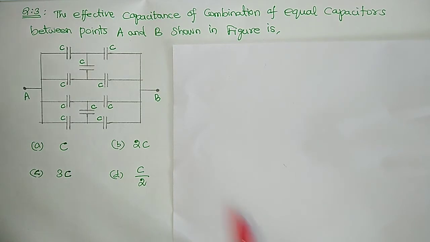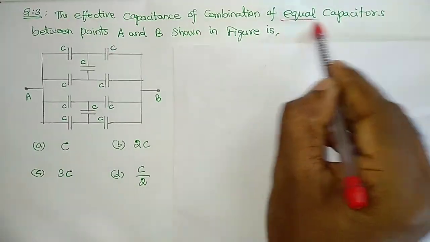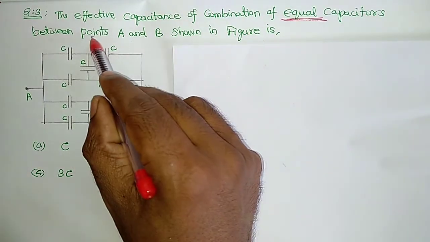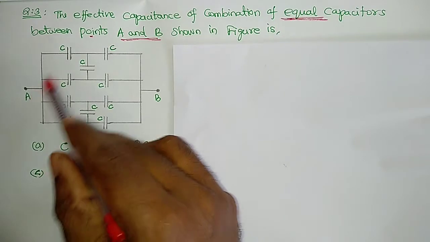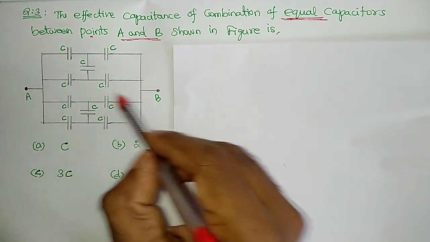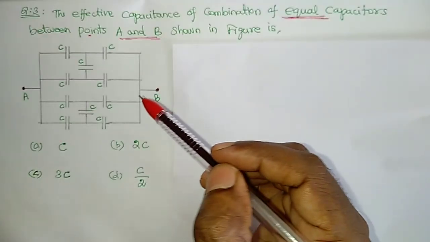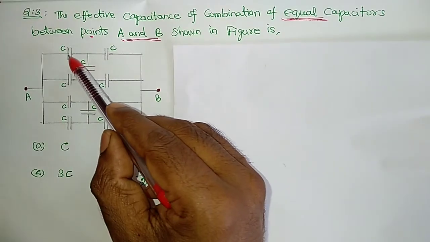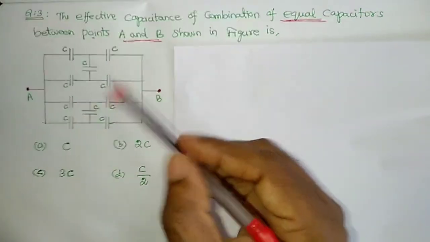Question number 3. The effective capacitance of the combination of equal capacitors between points A and B shown in the figure is. So this is the given network. What is the total effective capacitance between these two points A and B for this given combination of equal capacitors? Totally there are 10 capacitors.